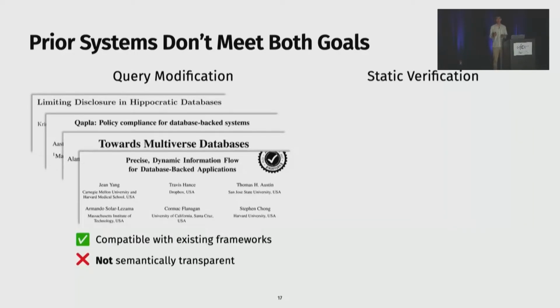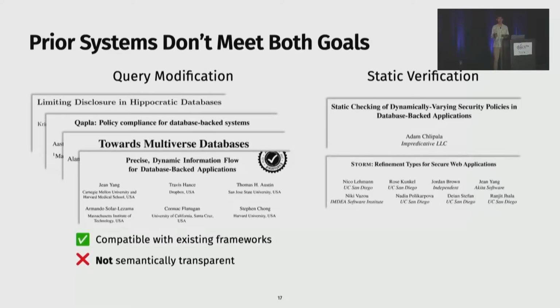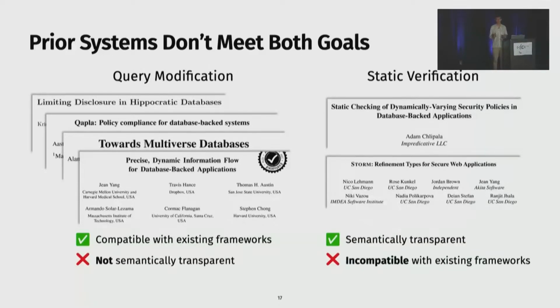On the other side, we have static verification, which entails statically analyzing the source code of an application to make sure that it will never issue any query that violates the policy at runtime. This approach satisfies semantic transparency, because once verified, an application will run as is at runtime. However, it is not compatible with existing frameworks because this approach typically requires programs to be written in specialized languages, like Liquid Haskell, to facilitate verification.